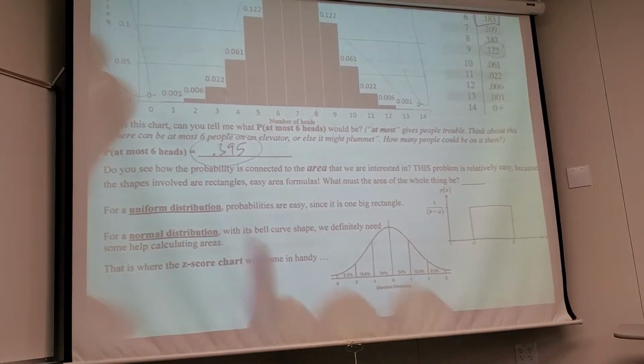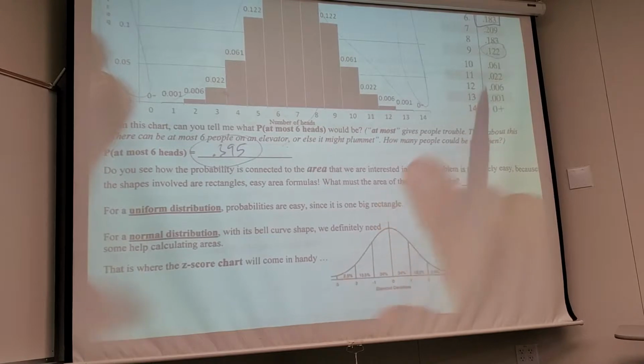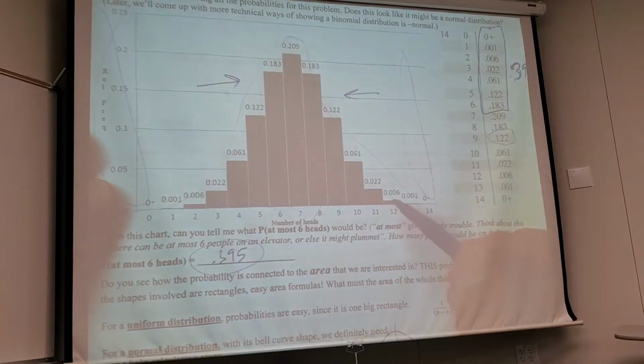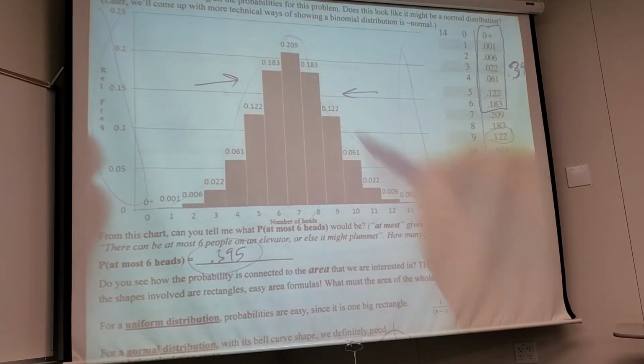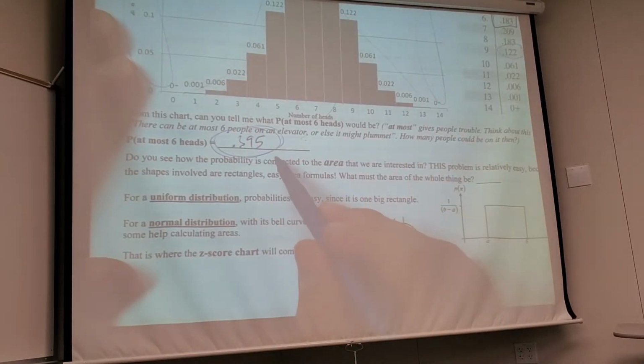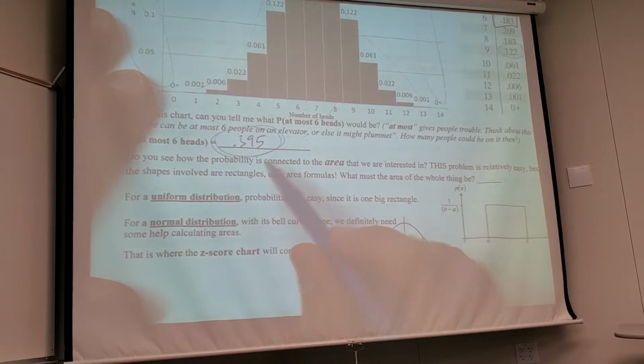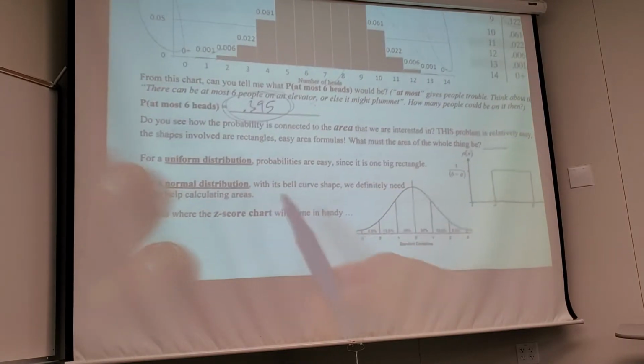There's something we learned in chapter 6. What did we say? This looks normal. Chapter 6 is what to do with a normal distribution. So there is a way to use what we do with normal distributions to calculate this a different way. So I might come back to this if we have time.